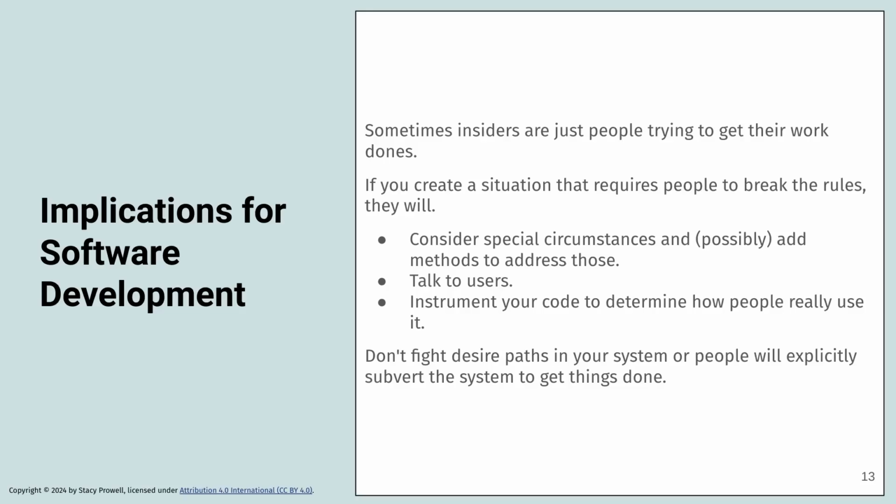Right? They'd open the report tool. They would immediately do the same thing every time. And we're like, oh, they're changing a bunch of options. We should just make those changes the default. Great. Don't fight desire paths in your system, or people will explicitly subvert the system to get things done. You may say, this is the way you ought to do it. Do it this way. You need to do it this way. People, they're not dumb. They're going to figure it out, and they're going to figure out other ways to do it. And by fighting them, you're encouraging them to do that.